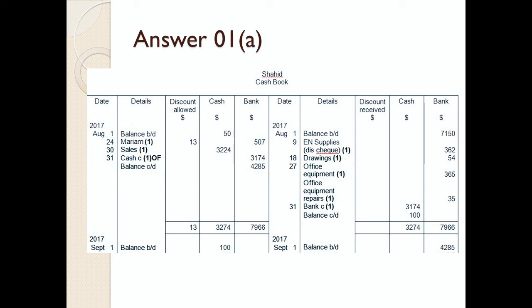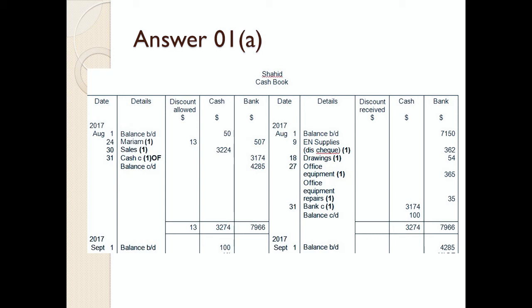On the credit side, you don't have any entry for discount received, but on the credit side of the cash book, one payment you have made into your own bank account, that is 3,174. The remaining balance carried down of the cash comes on the credit side, which shows that your debit side exceeds your credit side. You have to place 100 as your brought down balance on 1st September on the debit side.